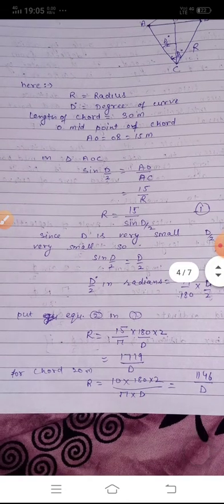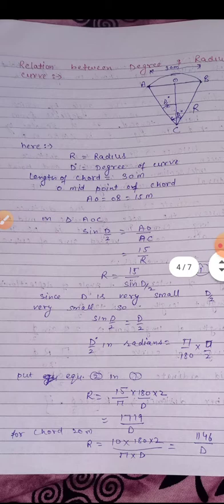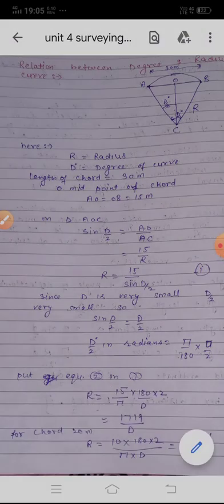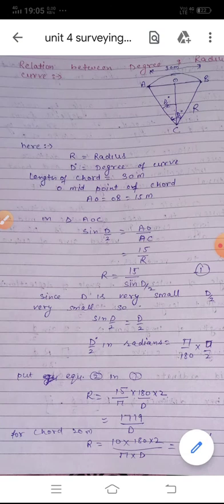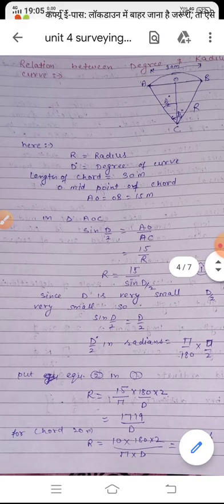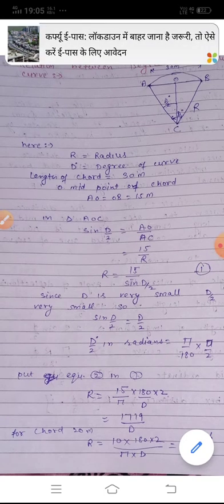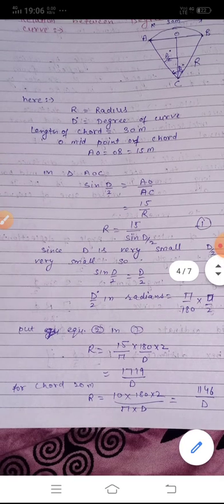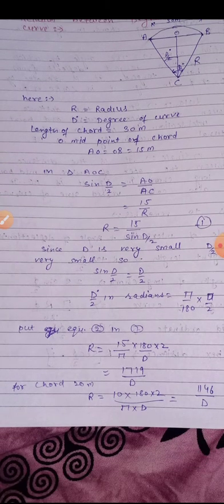In our triangle AOC, the angle is D by 2 degrees. Then sine D by 2 degrees is equal to OA upon AC, and our OA is 15 and AC is R. Then R is equal to 15 upon sine D by 2.